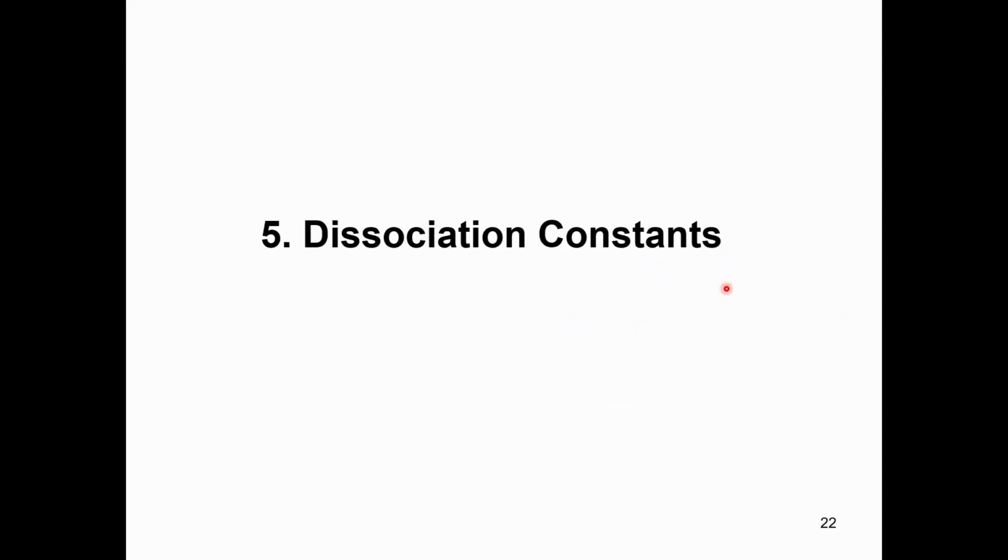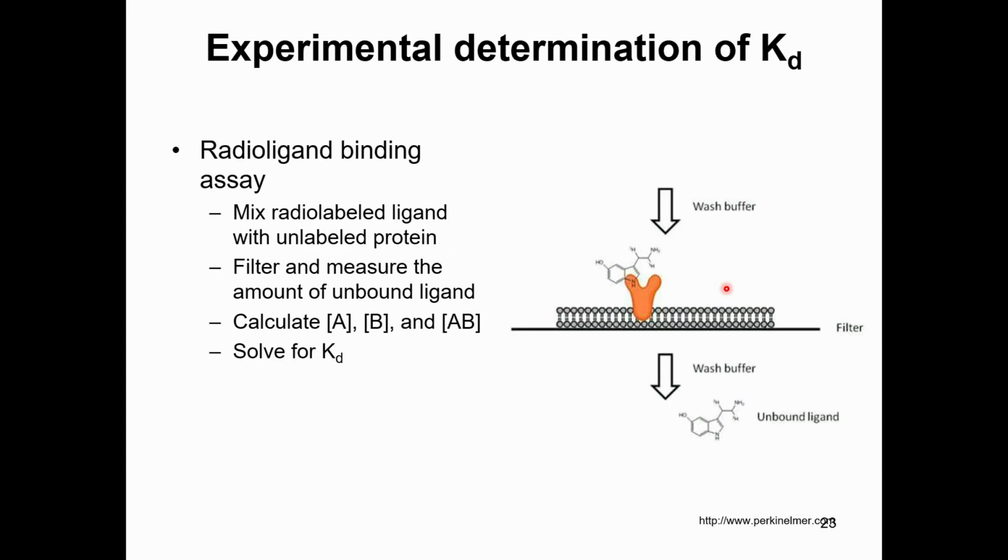Okay. So a little bit more about dissociation constants. I just want to give you a little flavor of how you actually determine this experimentally in the lab, so you know how these numbers are developed. And kind of a classic way to do this is a so-called filter binding assay, okay? So this is kind of an interesting thing.